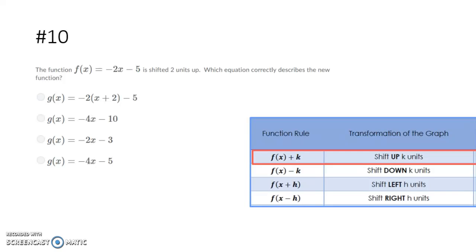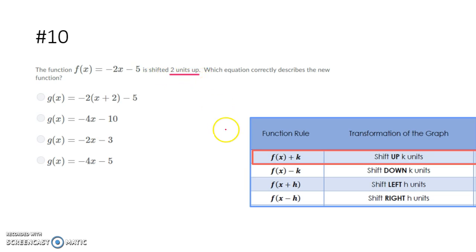Number 10, the function f of x equals negative 2x minus 5 is shifted 2 units up. Which equation correctly describes the new function? So right here we're given an original function, f of x, and this is the equation of that right here, negative 2x minus 5. And then our instructions say that we're going to shift that 2 units up.